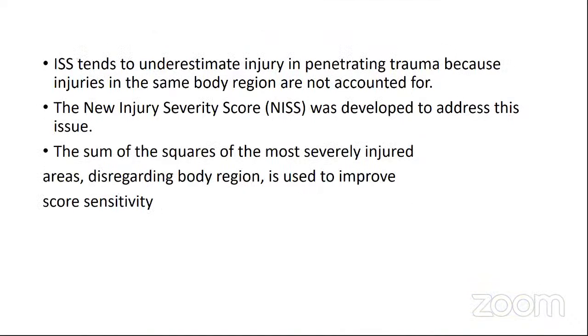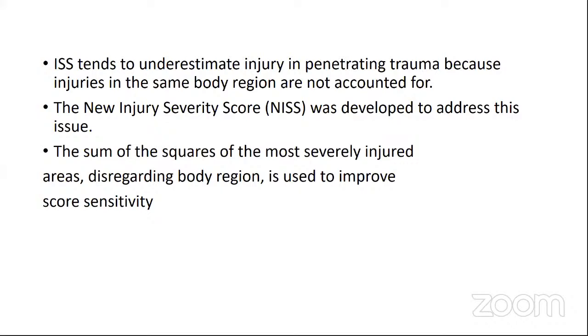ISS tends to underestimate the injury in penetrating trauma, because multiple injuries in the same body region are not counted. So if you have similar moderate or severe injuries of the abdomen itself, 1 or 2 injuries, the ISS score usually won't calculate those together. It will only pick up 1 injury and calculate the scoring. So there is a lacuna in that, and we have revised it. We have a new injury severity score that includes the sum of squares of the most severely injured areas, regardless of the body region.